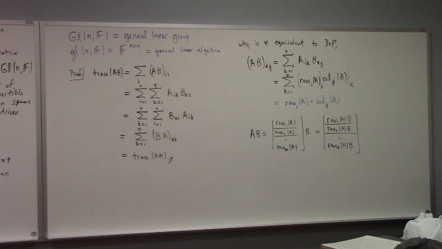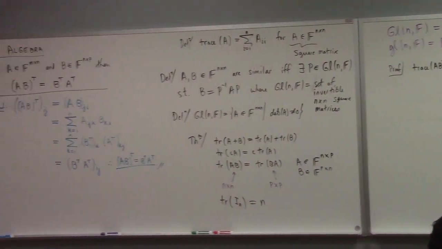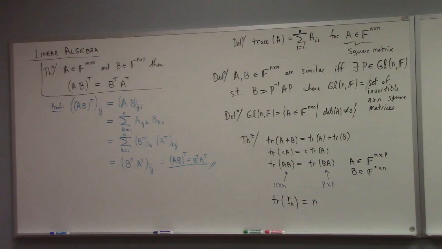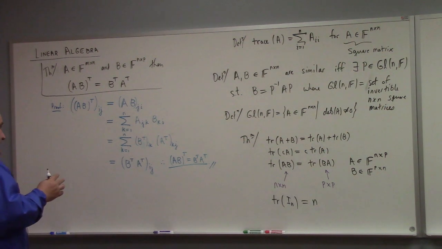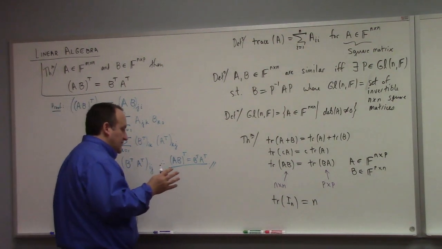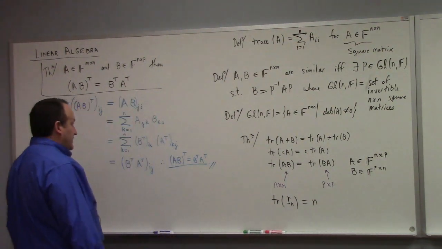Another interesting property of the trace is that the trace of the n by n identity matrix is equal to n. So the trace of the identity matrix connects us with the dimension of the underlying vector space. That's why one of the popular proofs of the invariance of dimension for a vector space hinges on this trace identity, actually.